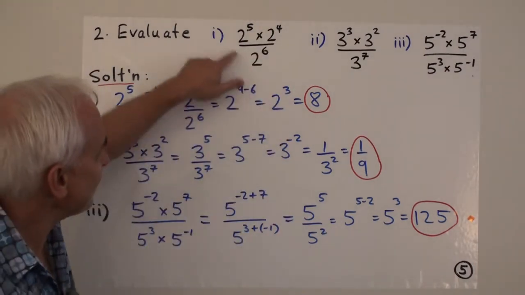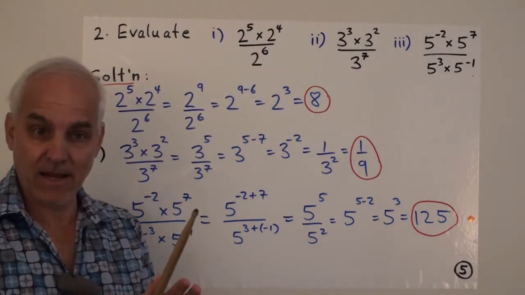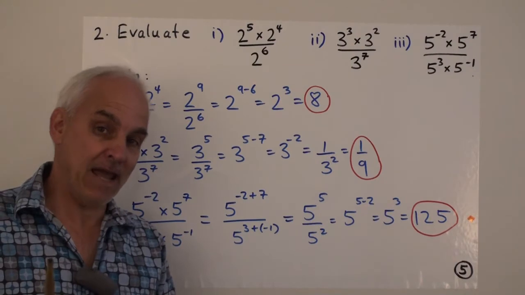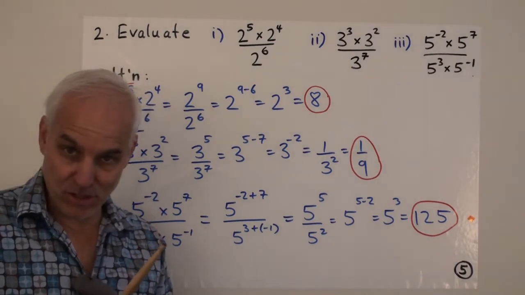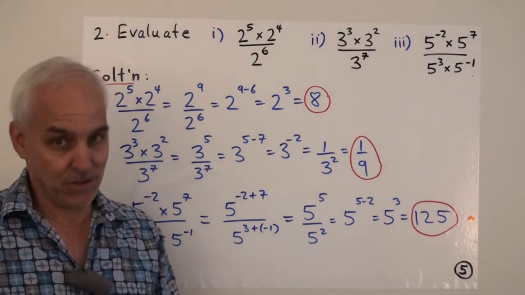We want to use the index law to simplify the whole expression as much as we can, and then if necessary at the end, either make a computation on pen and paper, or if the numbers are big, use our calculator.